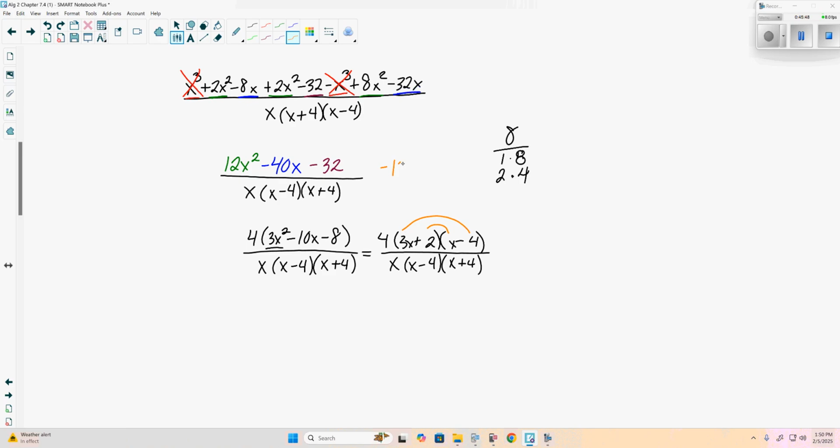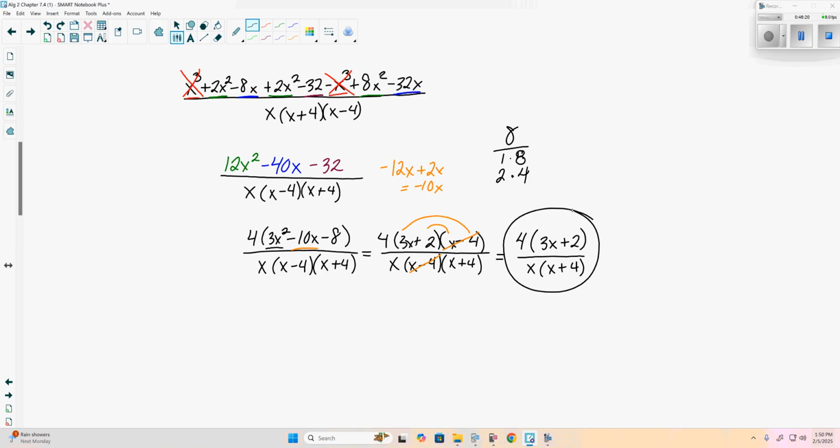3x times negative 4 is negative 12x. 2 times x is plus 2x, giving us negative 10x. That is the middle term we wanted, yes? There is something in common on top and bottom. It's the x minus 4. Telling us what we have left is 4 times 3x plus 2 over x times x plus 4. And that's as simplified as it gets.